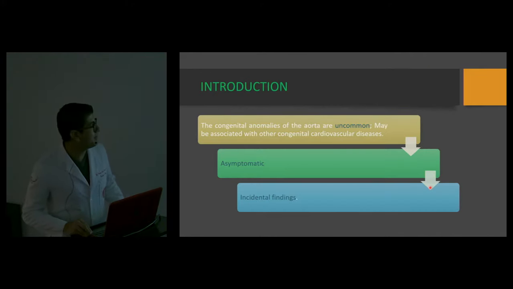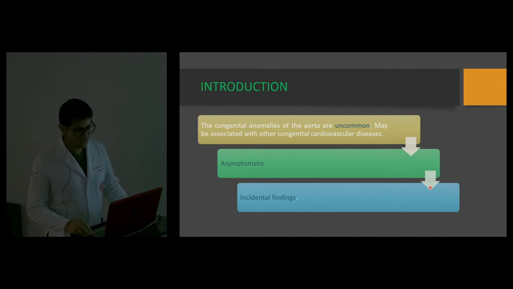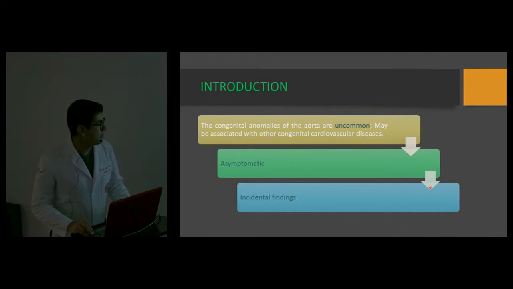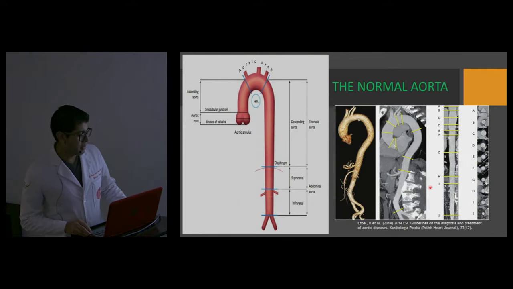Okay, congenital anomalies of the aorta are uncommon and may be associated with other congenital cardiovascular disease. Okay, they are asymptomatic, therefore they are incidental findings. To understand our theme, we have to know how the normal aorta is.